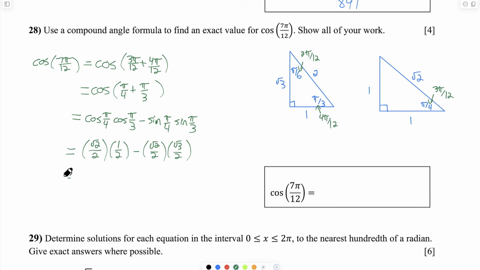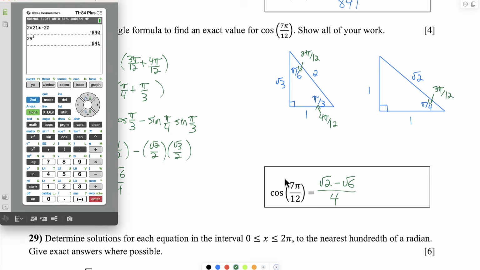If I simplify this, do my multiplications first, I've got root 2 over 4 minus root 6 over 4. I can combine those to a single fraction since they have a common denominator and write this as root 2 minus root 6 all over 4. And let me show you how I can use my calculator to make sure this is right. Notice the approximate answer of cos 7 pi over 12 and root 2 minus root 6 over 4 is the same. So therefore I have the right answer.